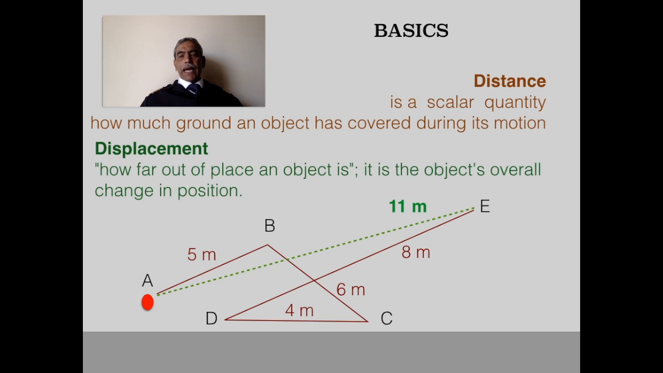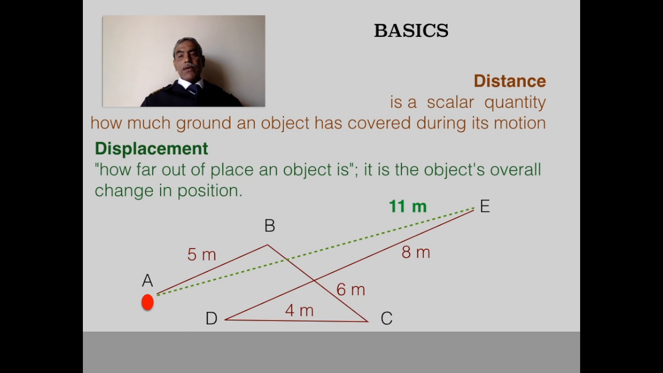In this diagram, the object has moved from A to B by 5 meters, B to C by 6 meters, C to D by 4 meters, and D to E by another 8 meters. That means it has moved a total of 15 plus 8, 23 meters. But how much has it been displaced? It has just been displaced by 11 meters in a northeasterly direction. That's the displacement.